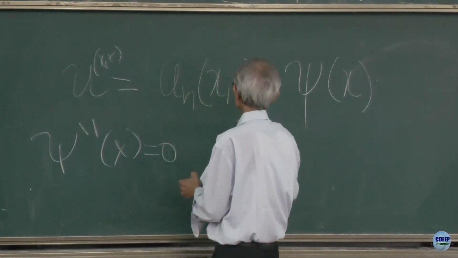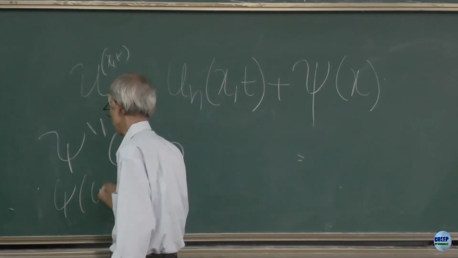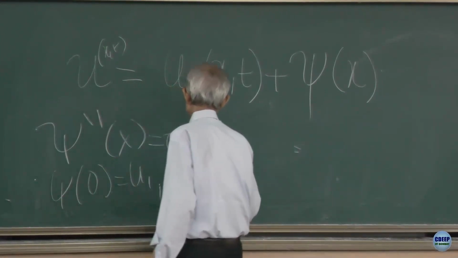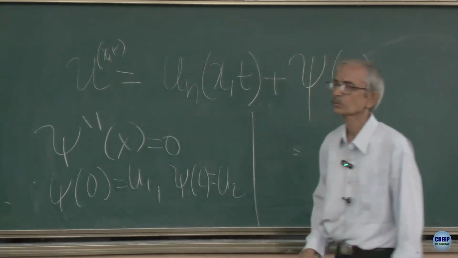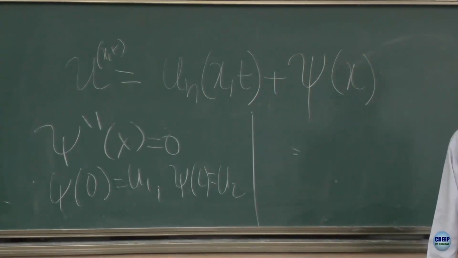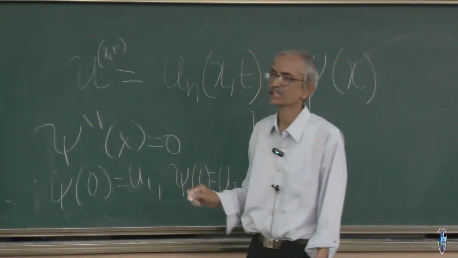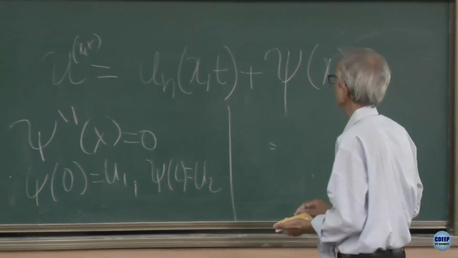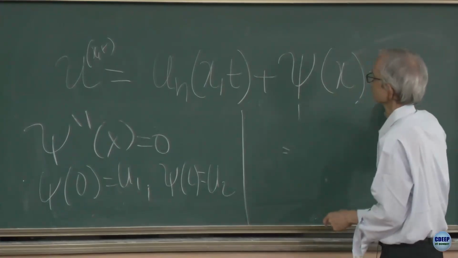And what are my conditions on psi? Psi 0 equal to u1, psi l equal to u2. Do I know how to solve this? Yes, straightforward, right? Straightforward ODE. Psi is equal to ax plus b. And then my boundary conditions are known. So this guy is done. So I know what this guy is, okay?